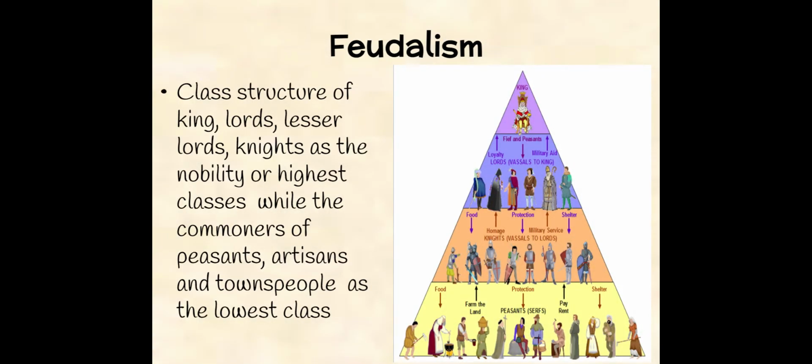So, feudalism. This was a class structure of kings, lords, lesser lords, knights, and nobility, or the highest of classes, while commoners, peasants, artisans, and townspeople were all the lowest of classes. In the feudal system, it was a way of organizing economic, political, and military needs. Kings and nobles or lords owned the land but gave shares, called fiefs, to their vassals. Vassals are lesser nobles, so they're not as high up in the food chain.